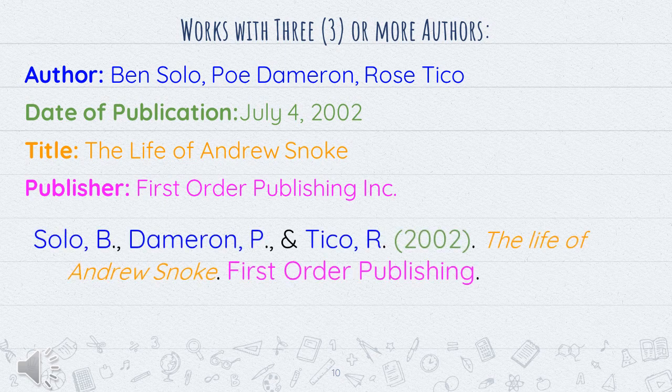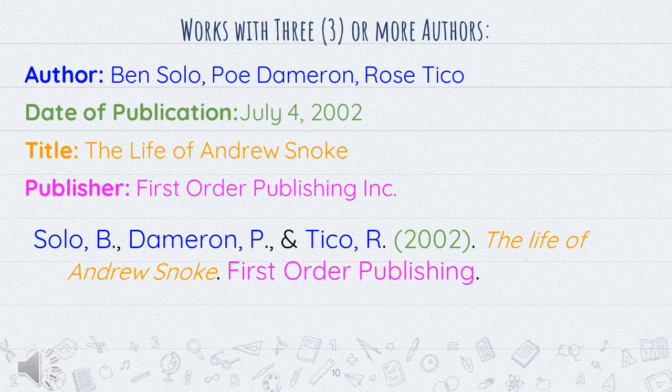Next one, we have works with 3 or more authors. So here, dito na tayo gagamit nitong medyo kakaiba siya. We have, of course, nadagdag aside kay Ben tsaka kay Poe, meron na tayo si Rose Tico. The date of publication is July 4, 2002, titled The Life of Andrew Snoke, and the publisher is First Order Publishing Incorporation. So here, ang mangyayari, of course, kagaya lang nung kanina, madadagdag lang yung pangatlong author, si Tico.